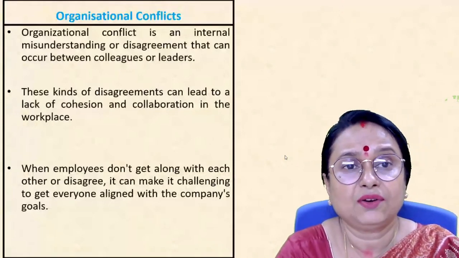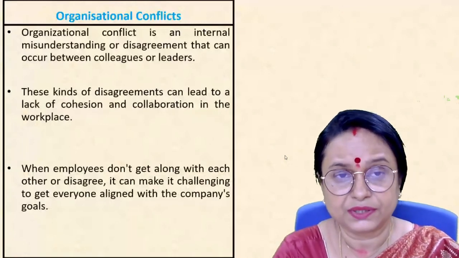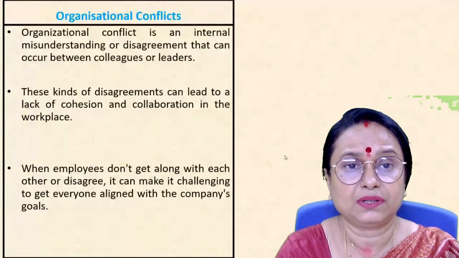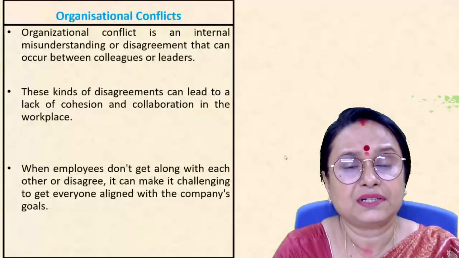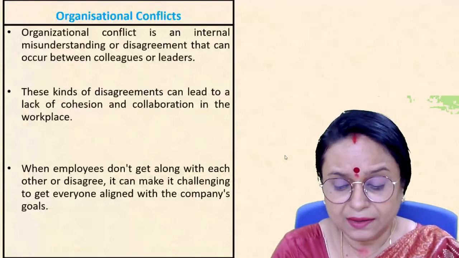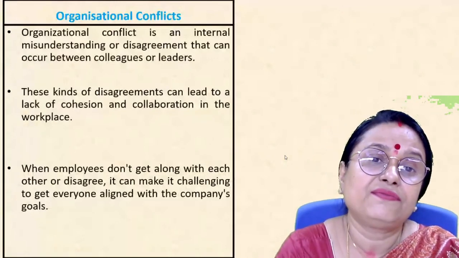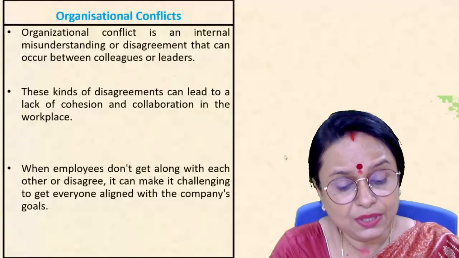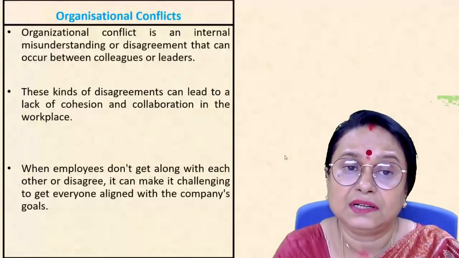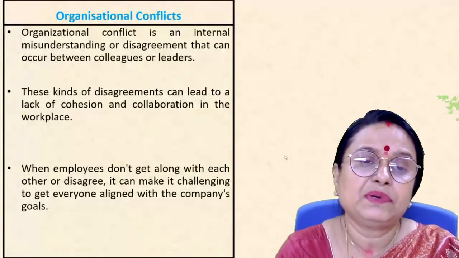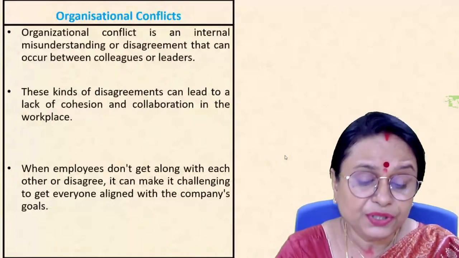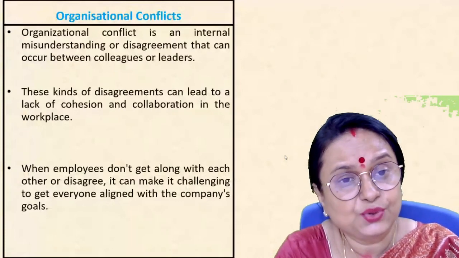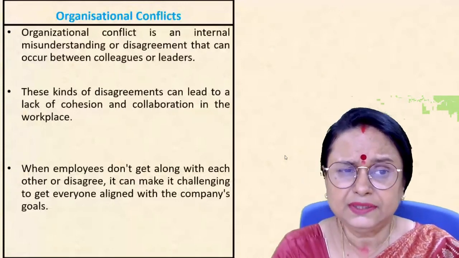So let us start with what is organizational conflict. It is internal misunderstanding or disagreement that can occur between colleagues or leaders. So conflict may be within a department between different colleagues. Conflict may also be within leaders or authorities. When there are many people working in one organization with different backgrounds, different value systems, and different upbringing, and everybody comes together to achieve a certain goal in the organization, a variety of people interact with each other. So during this interaction, there may be clash of opinion, clash of views, clash of ego. There are so many things.